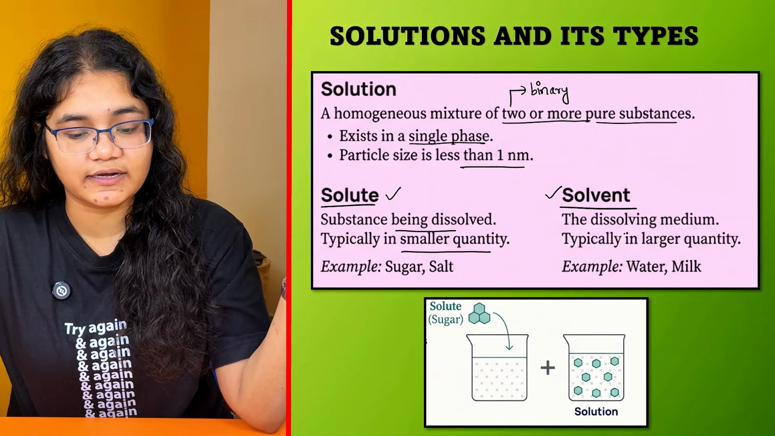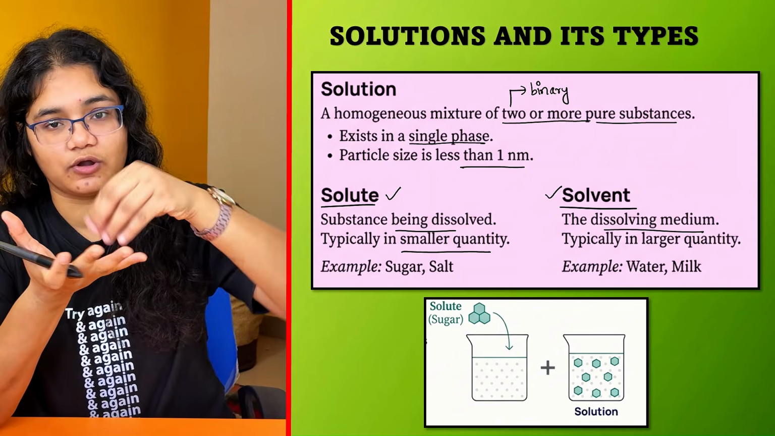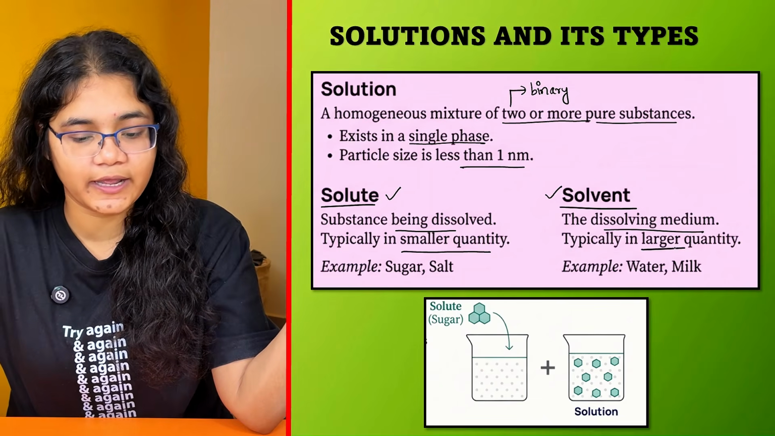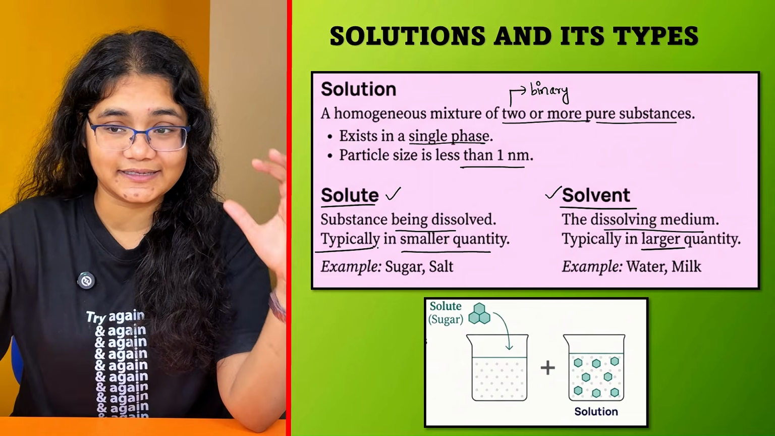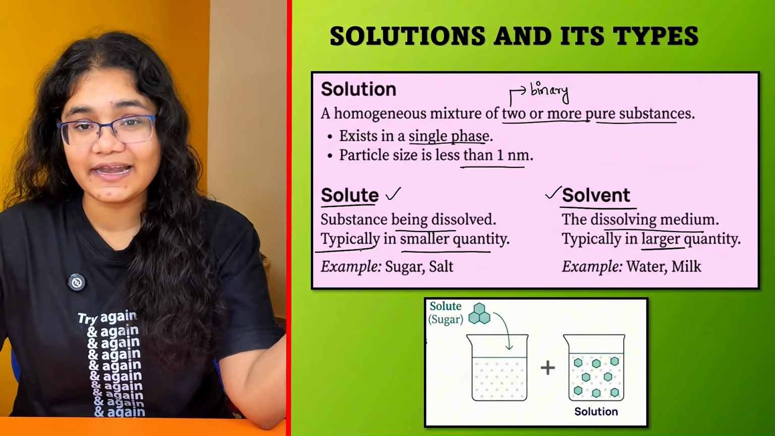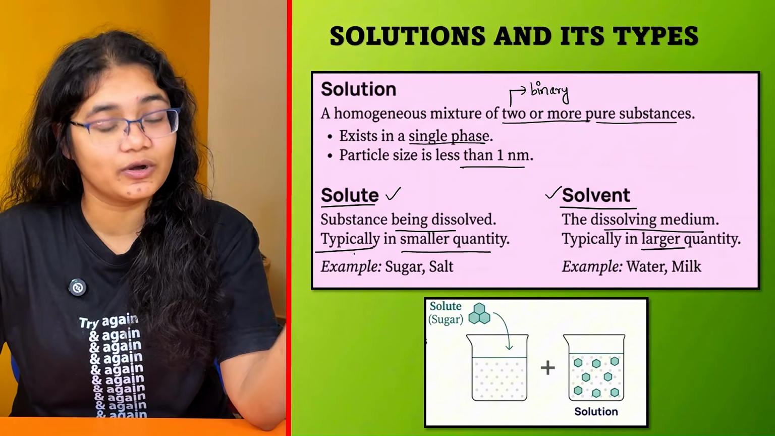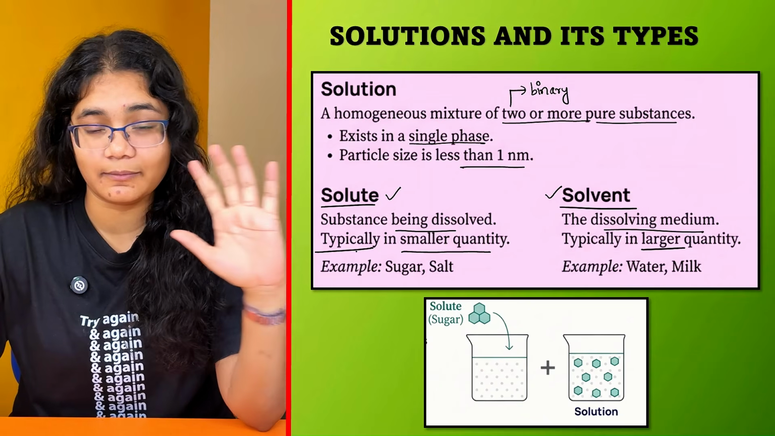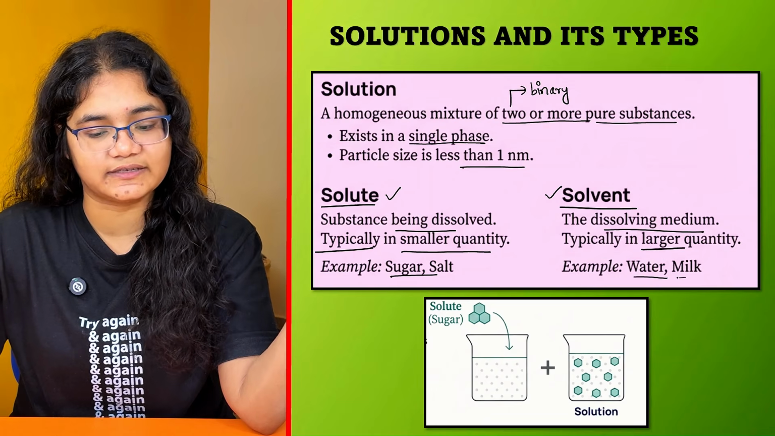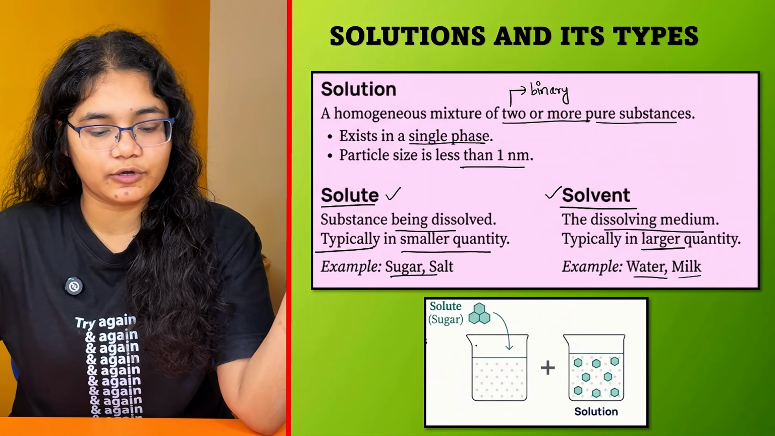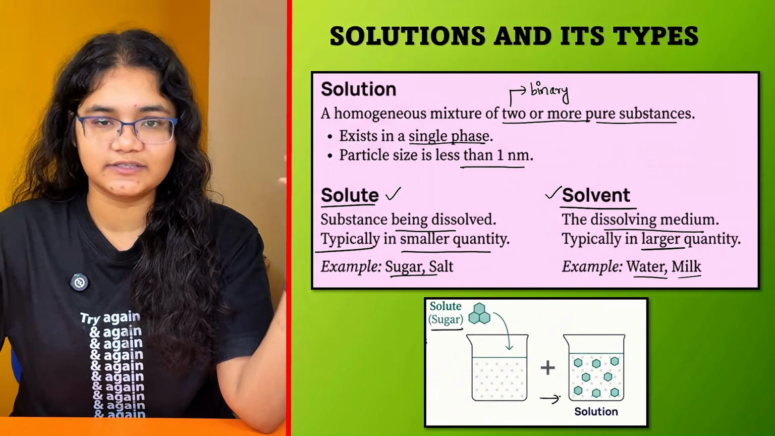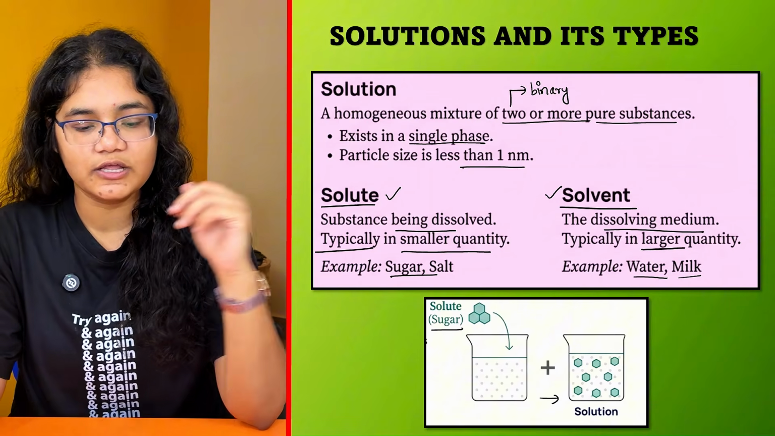And what is a solvent? The dissolving medium, the one in which you are dissolving, is called the solvent, and typically that is in larger quantity. Writing 'typically' is because it is not always true, but it is 99.9% true. You can have solutions where the solute quantity is more and the solvent quantity is less, but that is very rare. Examples of solutes are sugar, salt, and solvents are water, milk, etc. Sugar, the solute, is added to the solvent and finally we get a solution.